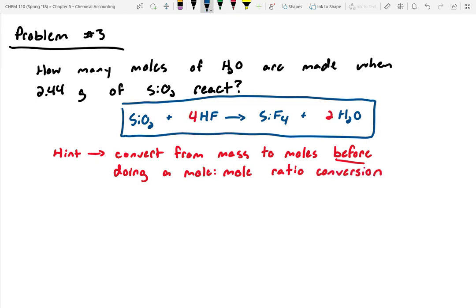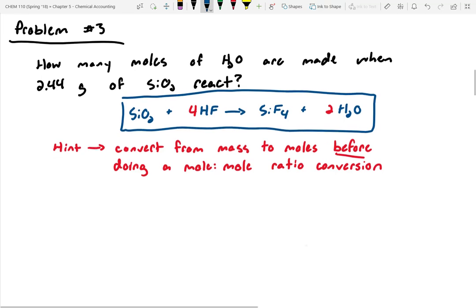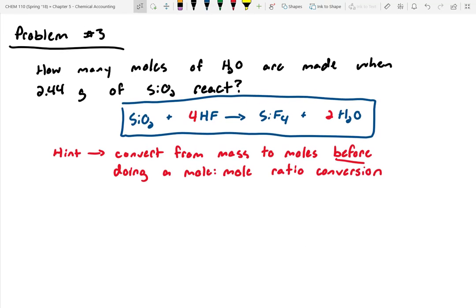All right, let's try doing this as a class. I tried to give you a hint to get you started, but anytime you're given something in grams, it's always a good idea if you're stuck to convert it to moles. It's really easy to convert from moles to anything else. So let's first convert to moles. We know we have 2.44 grams of silicon dioxide. We need to convert to moles, so I'm going to put grams of SiO2 on the bottom, and we want moles of SiO2 on the top, right? This way, when we do the conversion, we cancel out grams, and we're left with moles.